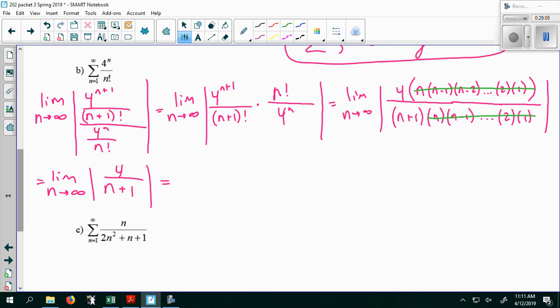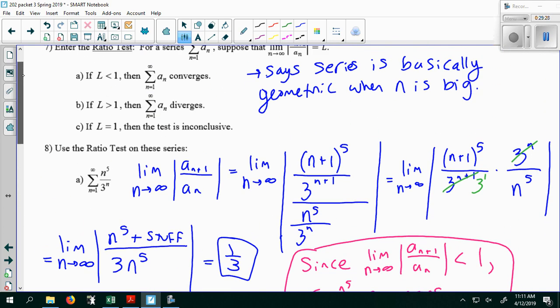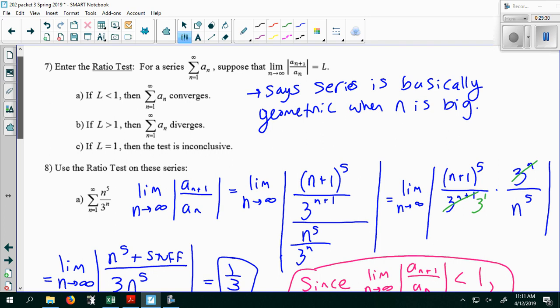All right, what is the limit, as n goes to infinity, of 4 over n plus 1? Mm-hmm. 0. Denominator is going to get really, really big. Fraction gets really, really small. Okay, so 0. Let's see, does that fit any of our categories here? It is less than 1, so it converges.